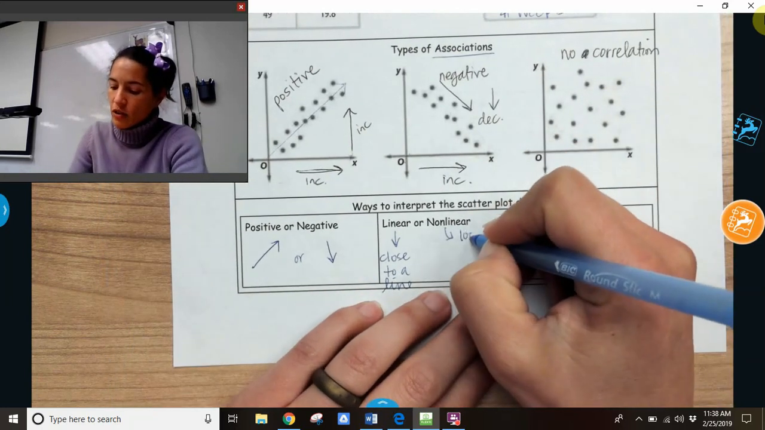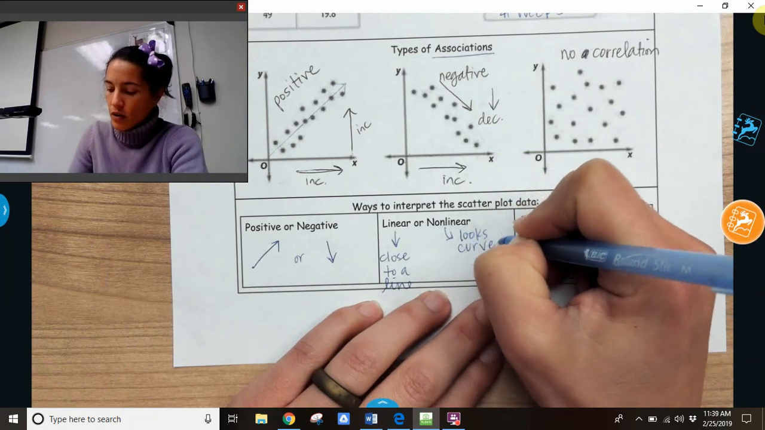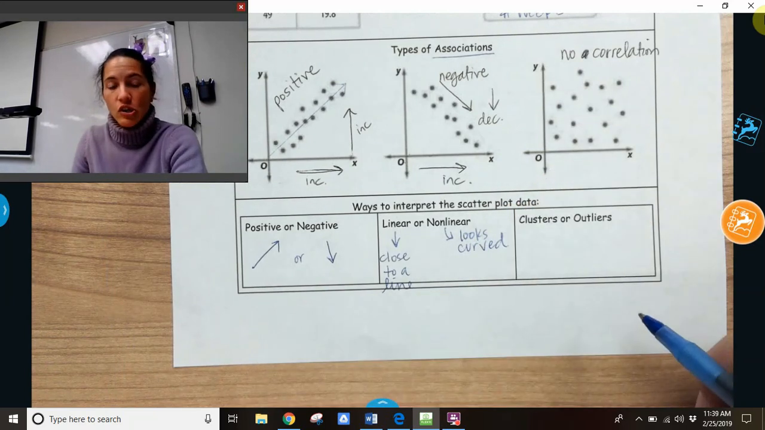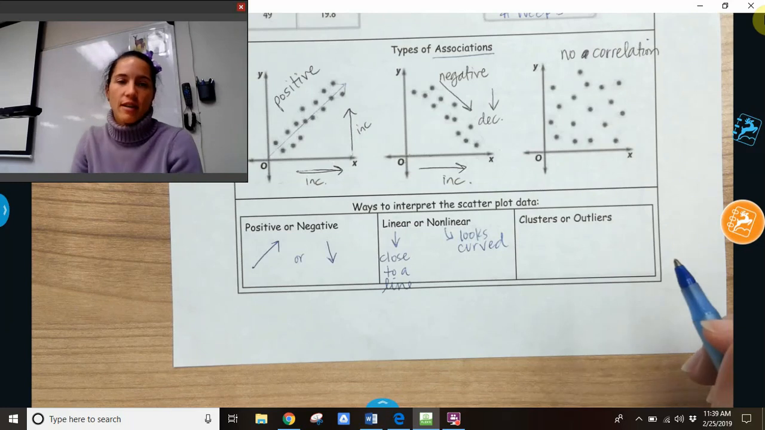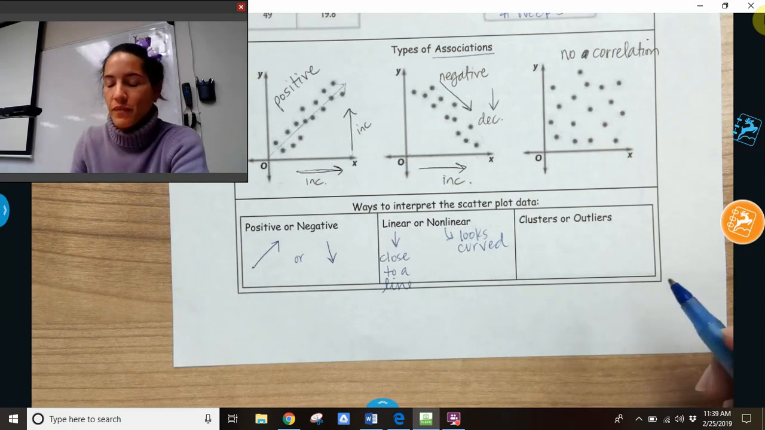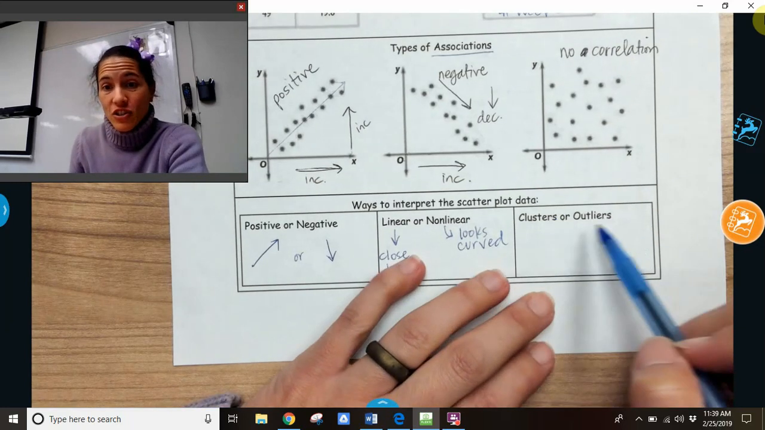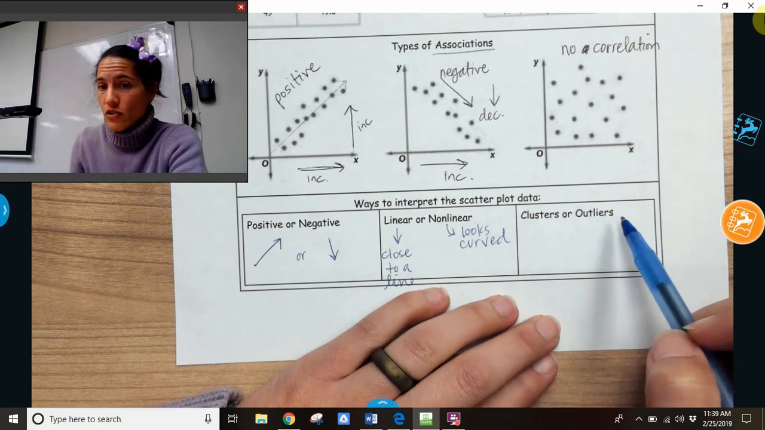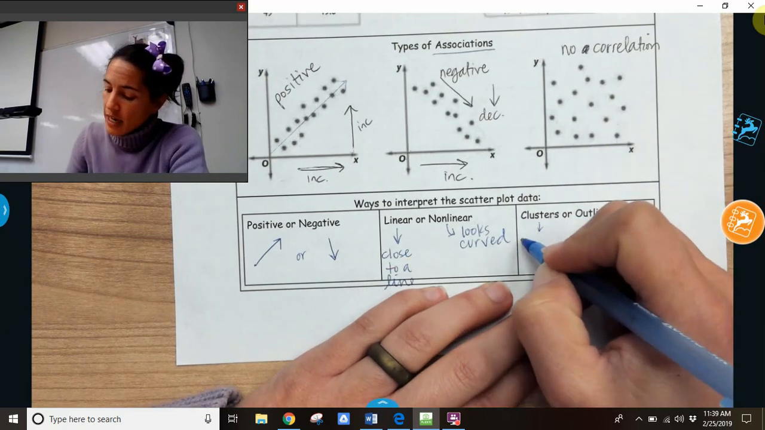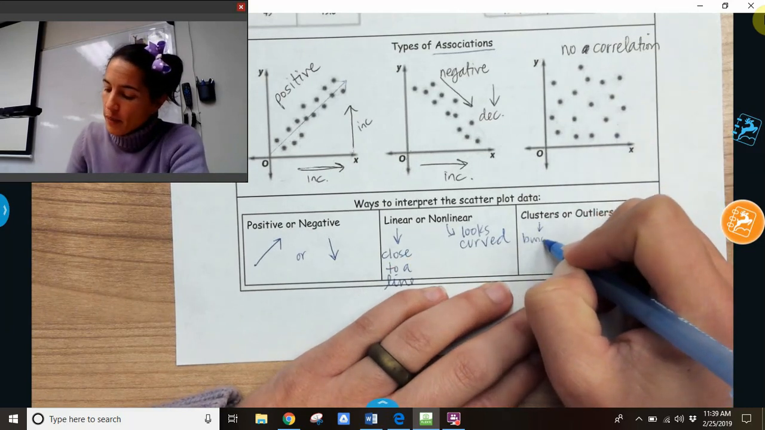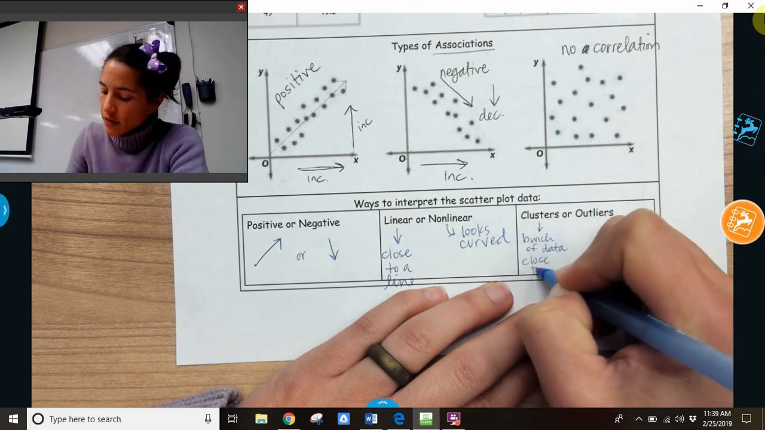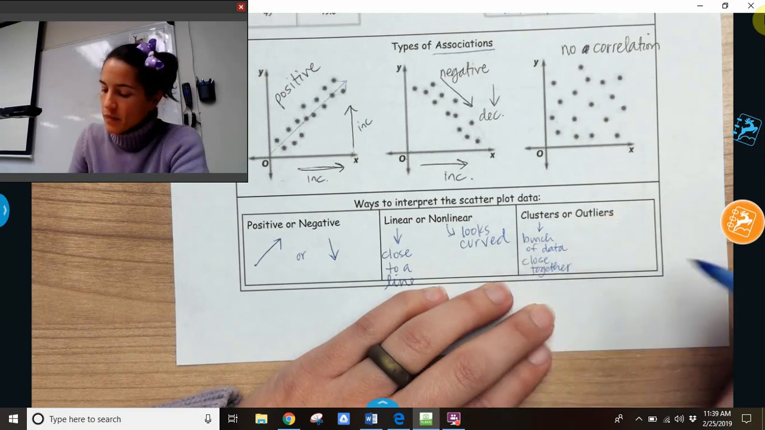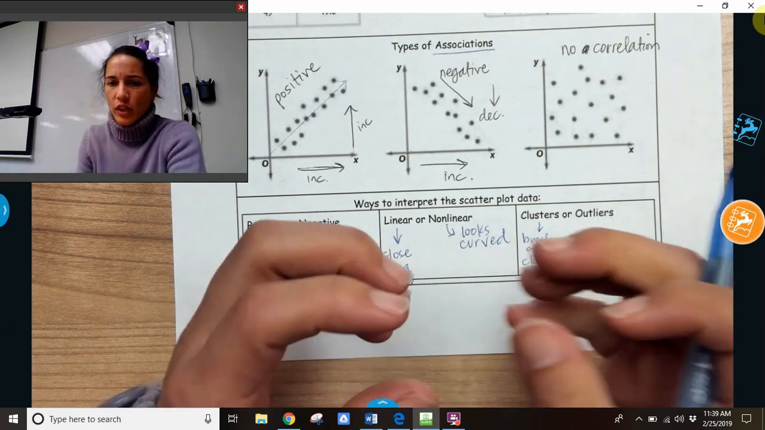Nonlinear means your data looks curved somewhere. It looks curved, so that would be a nonlinear association. And I'll show you an example of a nonlinear association. The last two ways we interpret data are clusters or outliers. Clusters mean you have a bunch of data that's really close together.